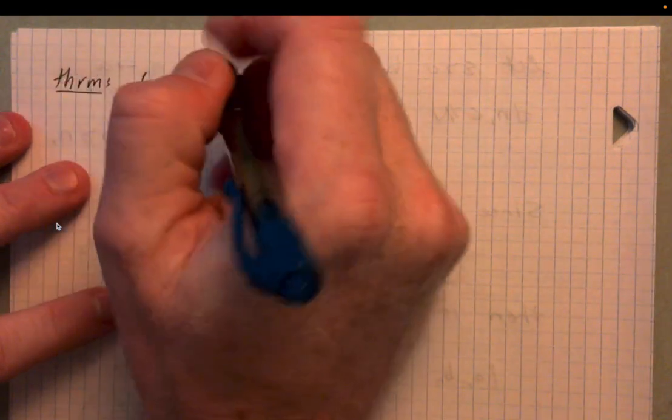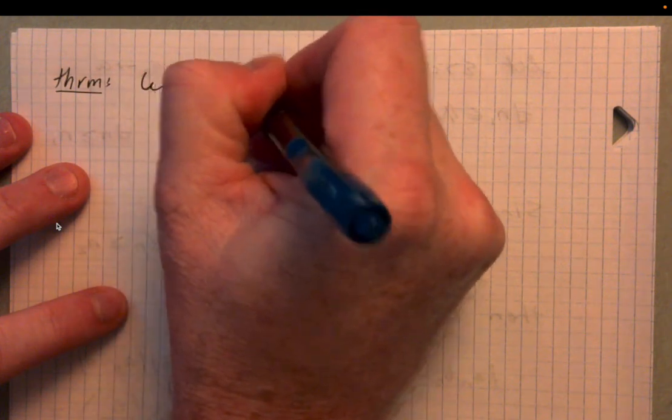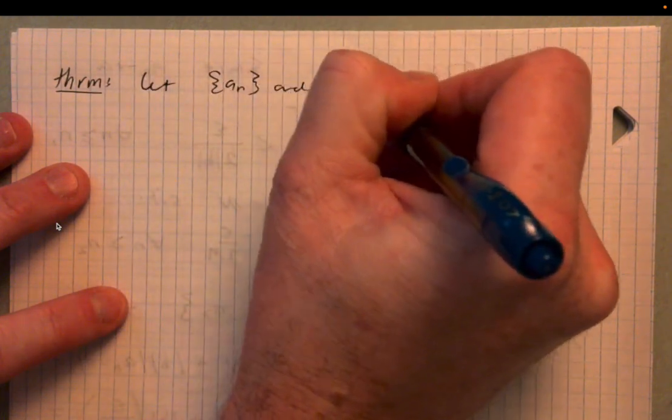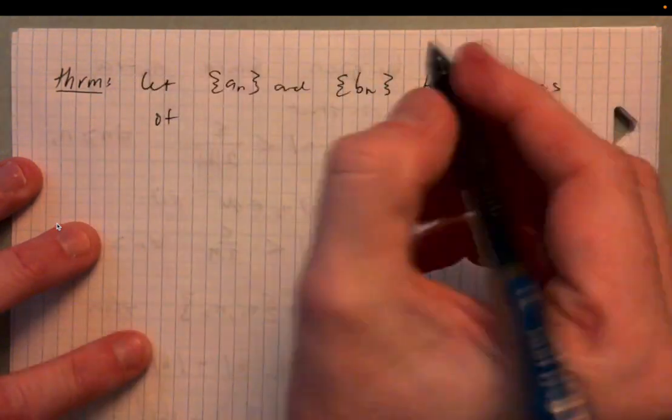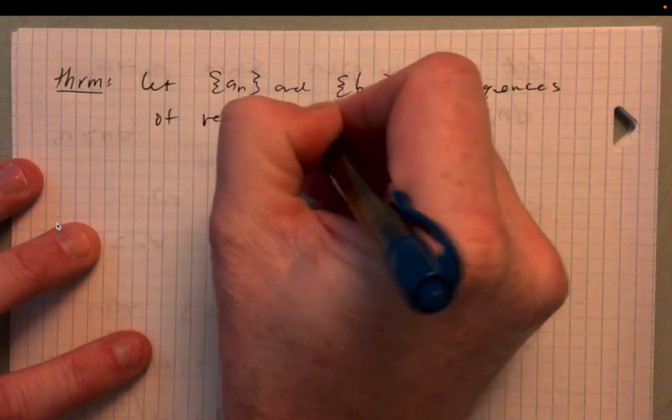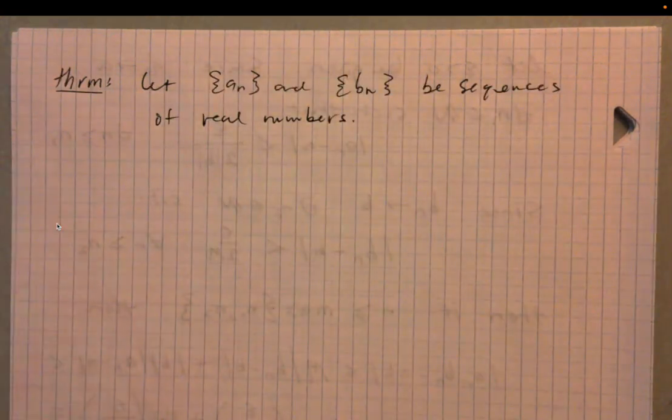Let's take a look at another theorem. So far we've seen nothing really new in the theorem department, but we have rigorously proven a theorem that we saw earlier in Calculus 1. For this one, let a sub n and b sub n be sequences. And when I say sequences, I mean sequences of real numbers. I haven't been writing that, but that's what it means.